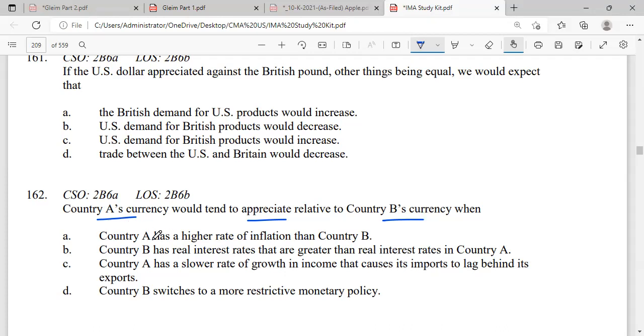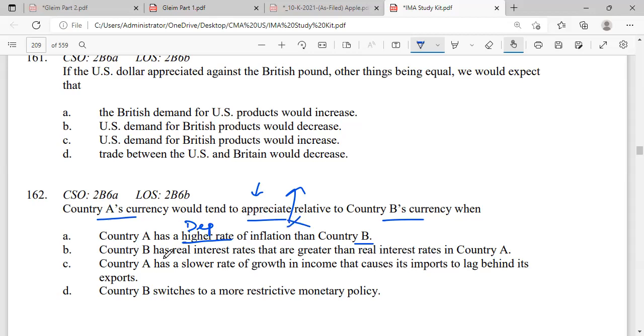Now, if you see here, country A has a higher rate of inflation than country B. Country A's currency would tend to appreciate relative to country B, which means their inflation rate should be low. But here, country A has a higher inflation rate. When they have a higher inflation rate, it means that the currency is going to depreciate. So it does not fit the answer.